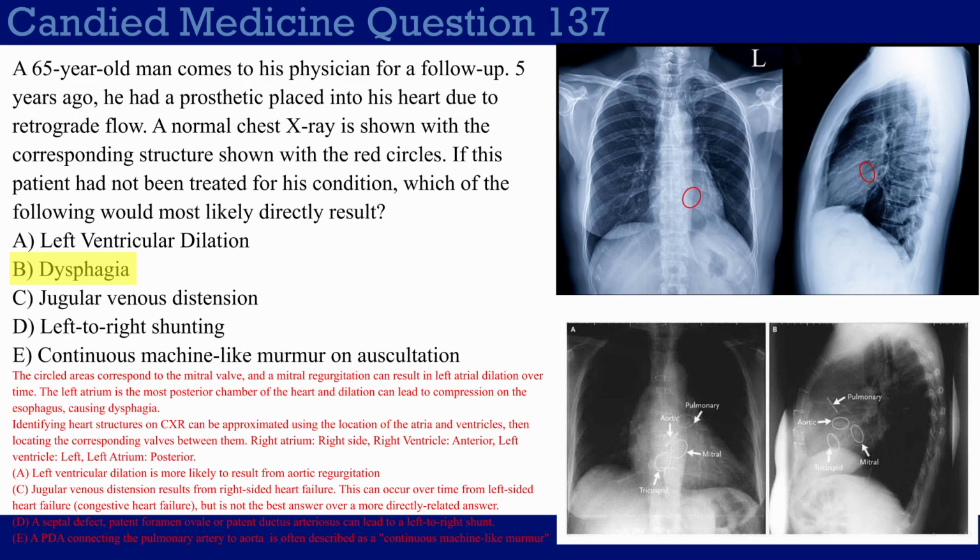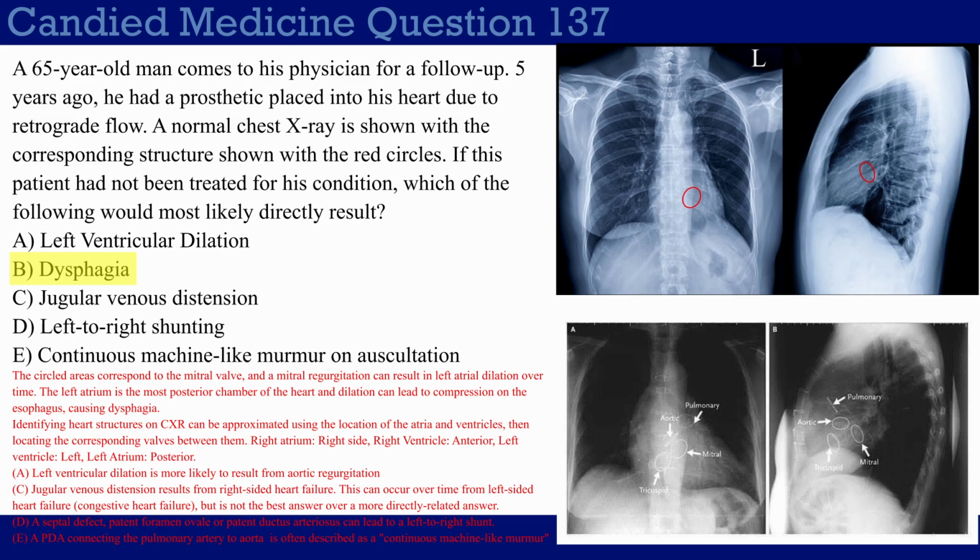Choice E, continuous machine-like murmur on auscultation. This is referring to a PDA, patent ductus arteriosus, which is kind of a subset of choice D. It's just commonly described as a continuous machine-like murmur. Sometimes it's described as a to-and-fro murmur. That's another term that comes up once in a while. Like I just said, you can't really directly visualize a PDA on CXR, so it's just not an answer choice worth thinking about. So bring it back.